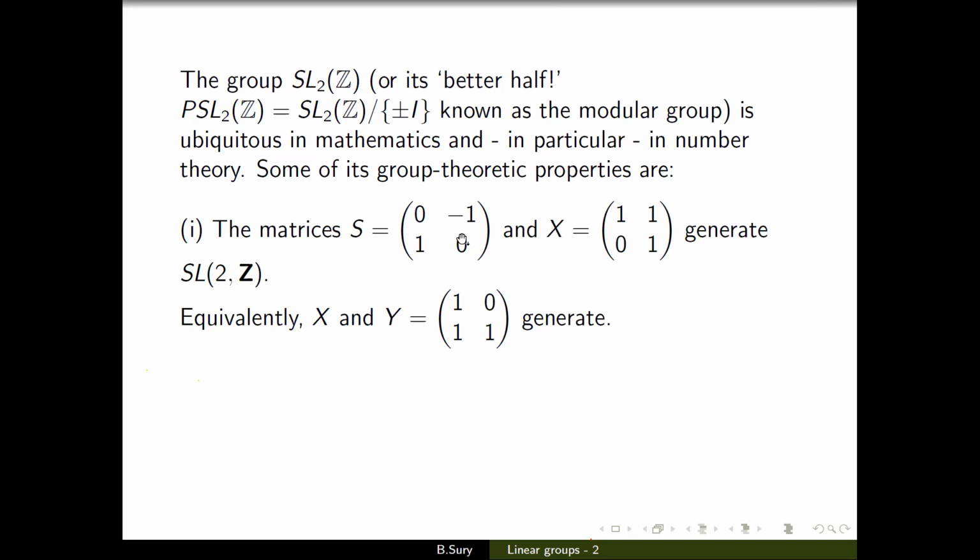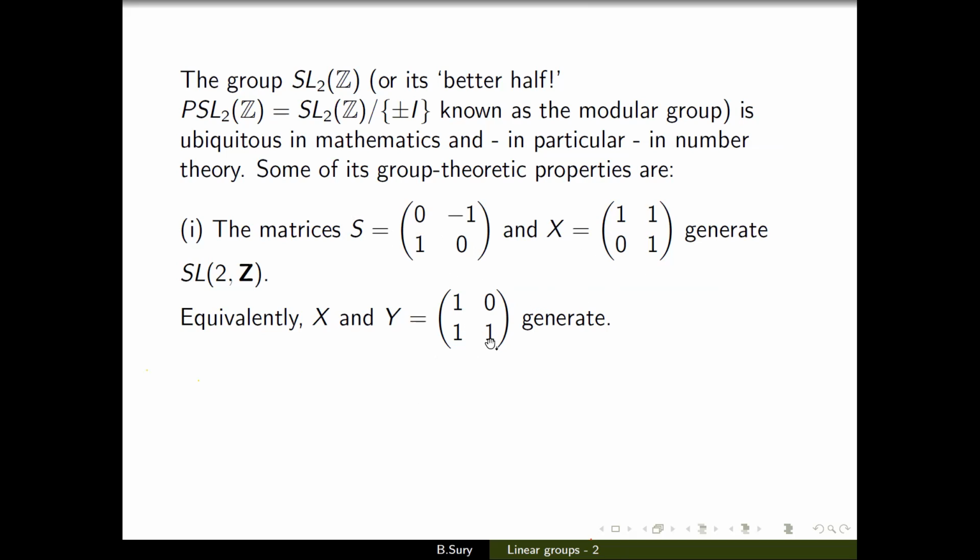Viewing it like this has advantages. When you look at the matrix S, it has finite order. What is its order? When you square this matrix, you get minus identity. That means S has order 4. And if you want to get this lower triangular matrix from S and X, it is like S X S inverse. Or S X S inverse will be Y inverse. So like that, we can get one from the other.